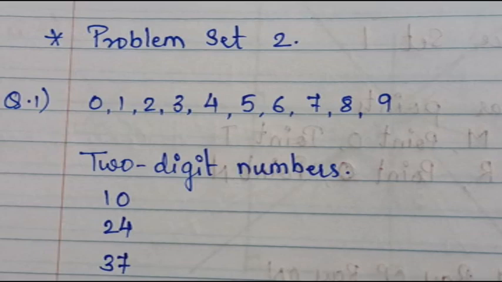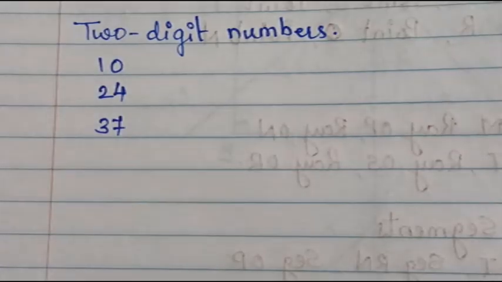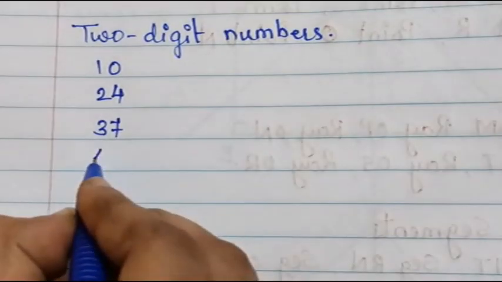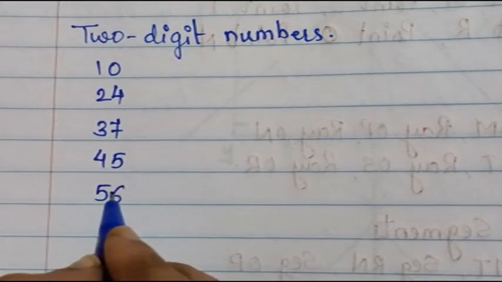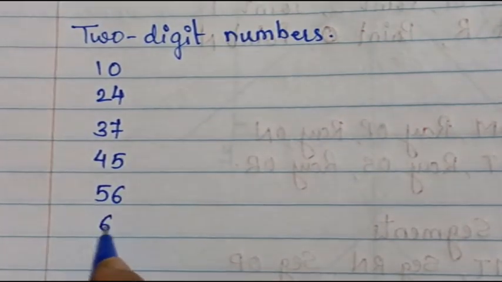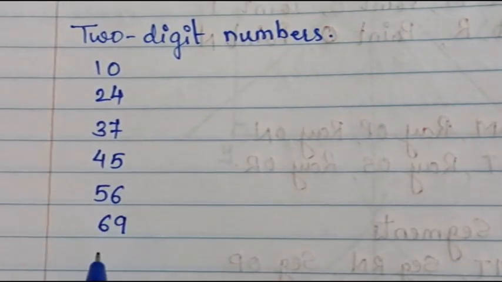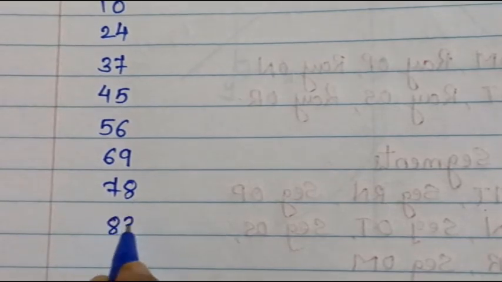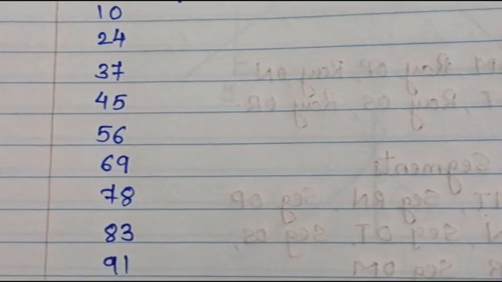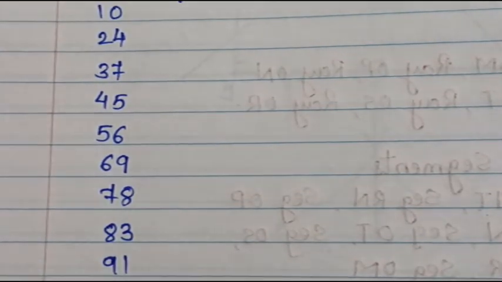Then I will write 37, then 45, 56, 69, 78, 83, 91 and 99. So I have got a total of 10 numbers of 2 digits.